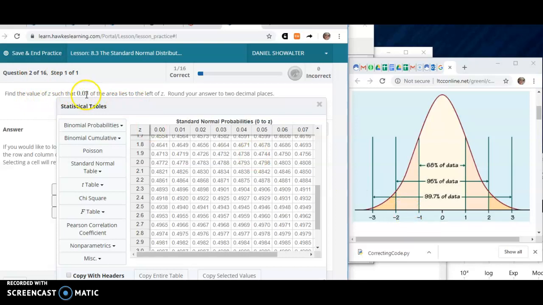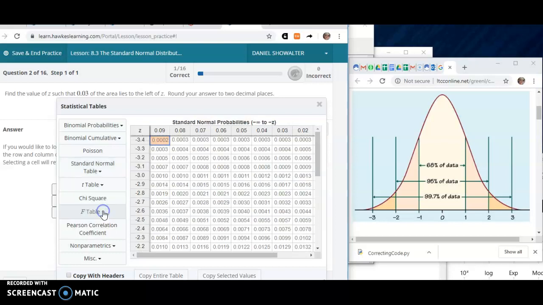It says 0.03 of the area lies to the left of z. In other words, 3% of the area lies to the left of z. So we're trying to find this z-score, probably somewhere way down here, because we only have 3% of the data to the left of whatever that z-score is. So we want to pull up either the negative infinity to z or to negative z, depending on if we're to the left or right of the mean. But here, since we know we only have 3% to the left, it's probably going to be in here.